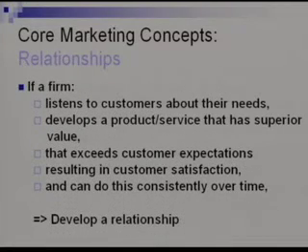Now finally, we're going to talk about relationships, and this really ties those concepts together. If a firm listens to its customers about their needs and develops a product or service that has superior value, in other words, it gives great benefits for the cost of getting that particular product, and so it exceeds customers' expectations and then results in great levels of customer satisfaction, and we can do this considerably over time, then we can develop relationships with customers. In other words, customers will keep wanting to come back and buy our product, and that's where there are some efficiencies.